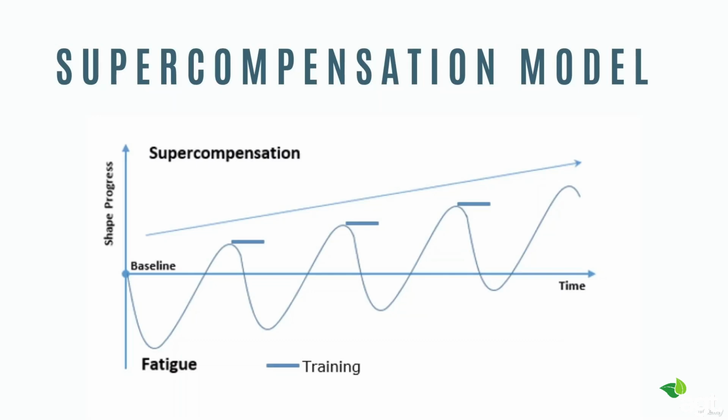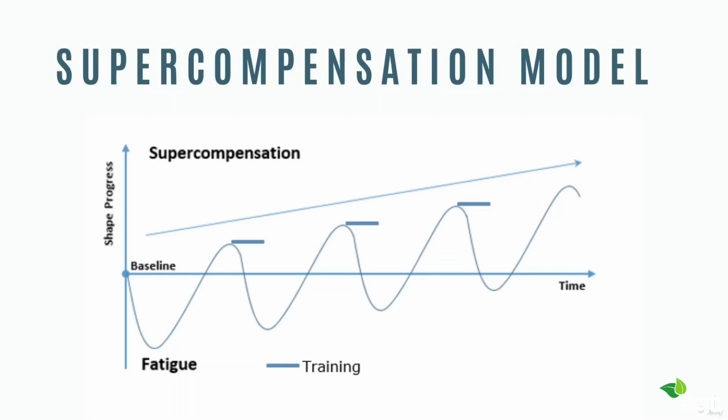If you're waiting too long in between your workouts, so you've already returned back to the baseline, you're not going to have a change over time, a change in your shape. You're going to stay at the same level. The negative example here would be if you're already training when you're still fatigued or while you're still recovering. So you're setting the next training impulse too early.